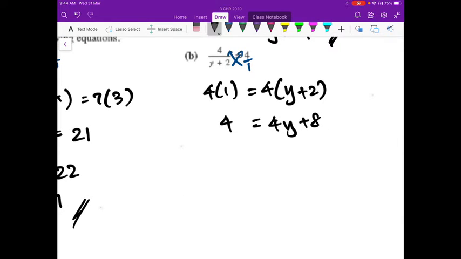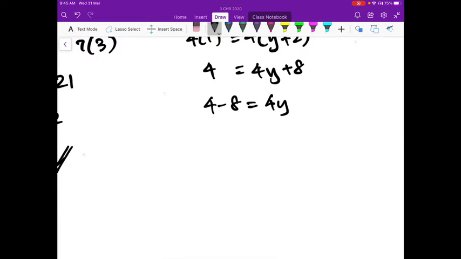Okay, now, what shall we do next? 4 equals 4y plus 8. What should we do next? You mean subtract 8 on both sides. Okay, so what do I write? 4 minus 8 equals 4y. And then what happens next? So this is negative 4.